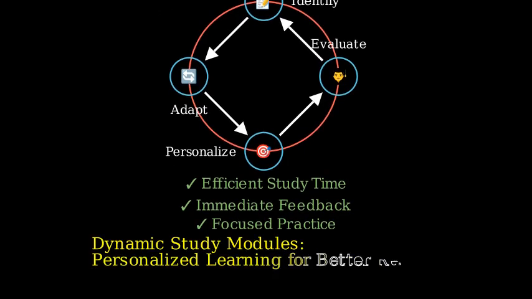Remember, dynamic study modules are designed to help you learn more effectively by identifying and focusing on the areas where you need the most practice.